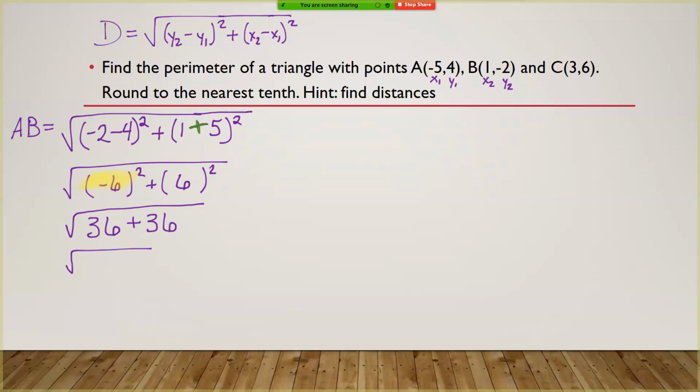Simplify one step further. 36 plus 36 is 72. And then in my calculator, I'm going to type the square root of 72, and that gives me approximately 8.5 when you round to the nearest tenths place. So I'm going to keep this for later. Again, like I said earlier, to find the perimeter, we're going to have to add up all these lengths. So we found the first one.